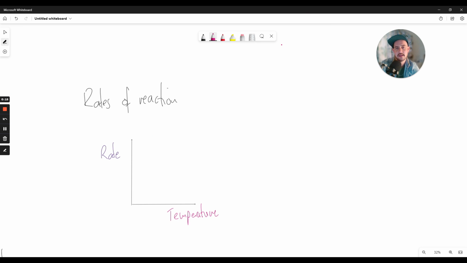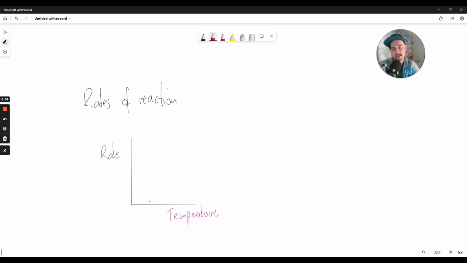Now that we've looked at the effect of concentration on the rate of reaction, it's time to turn our attention to the effect of temperature on the rate of reaction. Now, the temperature curve is much different to the concentration curve, and there are specific reasons for that. So let's start by drawing out the relationship between temperature and the rate of reaction.